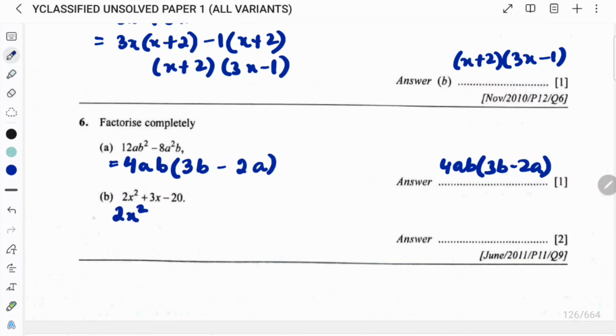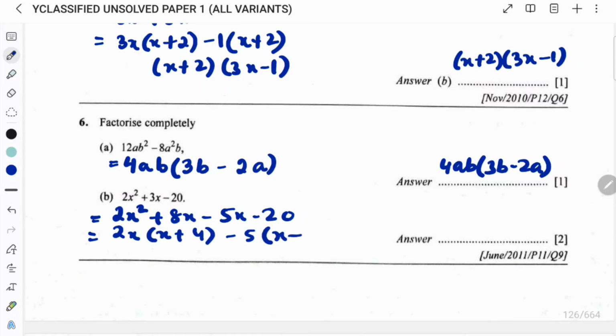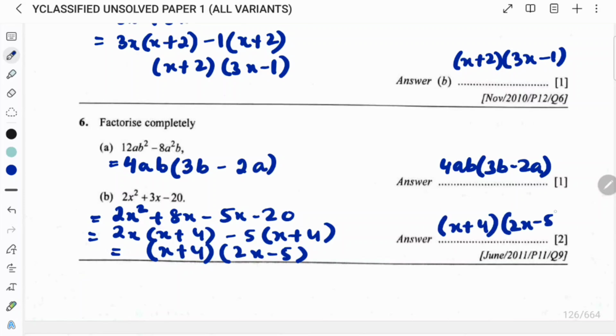So 2x square as it is, and then 8x and minus 5x, minus 20. Common is 2x, x plus 4, and minus 5 common. 5 fours are 20, and x plus 4. So x plus 4 and 2x minus 5. Remember, don't write equals to 0 and start solving. Please don't make this mistake. x plus 4 and 2x minus 5.